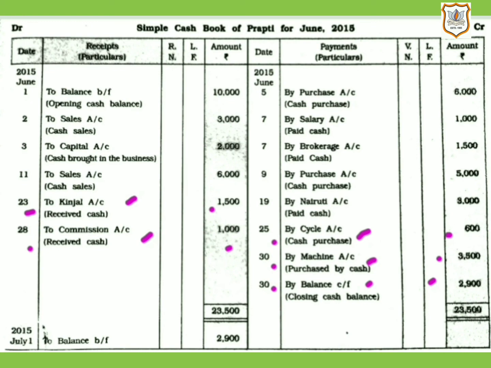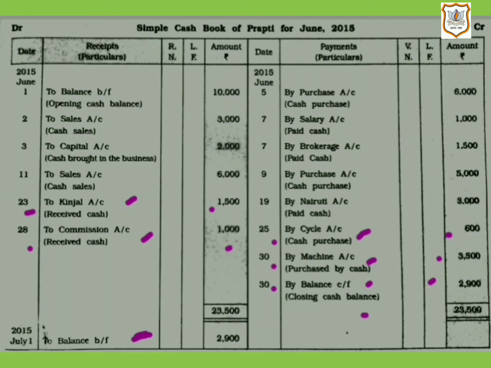Now we have to write it as to balance brought forward, which shows the cash balance in hand in the beginning of the next period. So remember, the closing cash balance of the current period is the opening balance of the next period. So in this way, recording is done in a simple cash book.